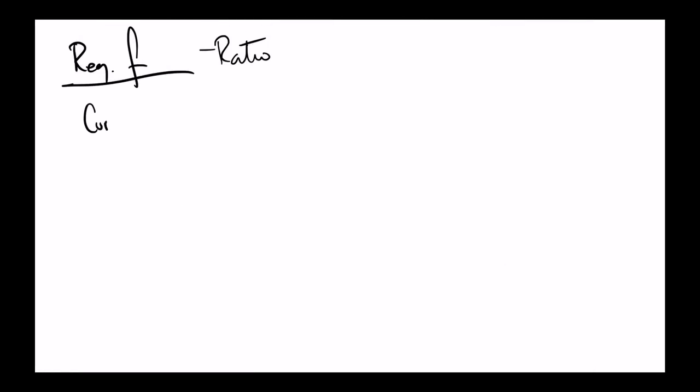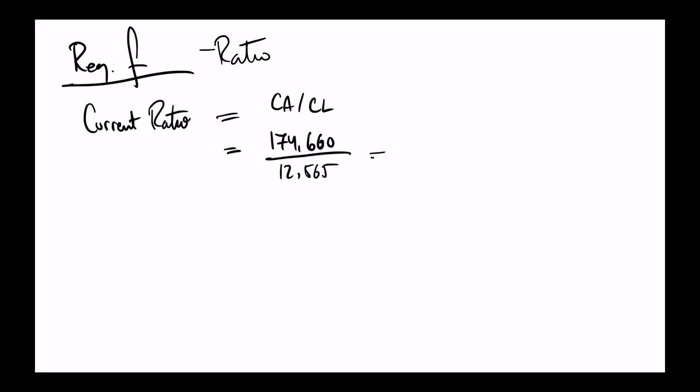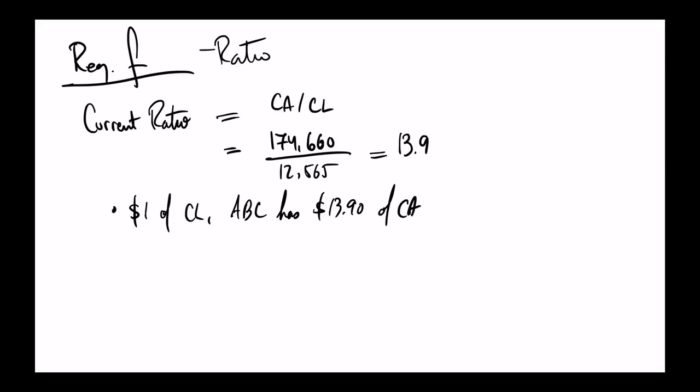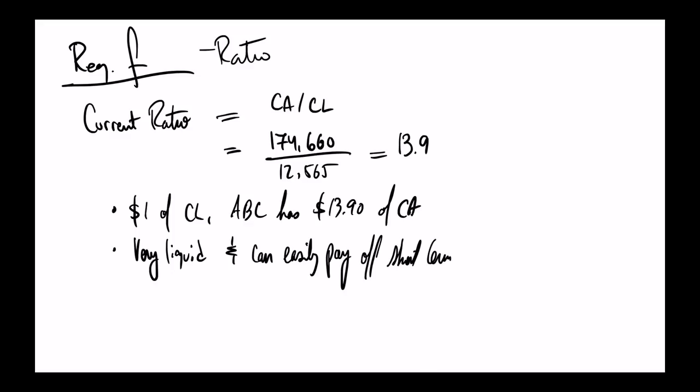So we're going to start off with our current ratio. That is equal to current assets over current liabilities. So that is 174,660 over 12,565. That gives us 13.9. So what does this tell you? For every $1 of current liabilities, ABC has $13.90 of current assets. It shows they are very liquid, meaning that they are very able to pay off all their short-term debts. So very liquid and can easily pay off short-term liabilities.